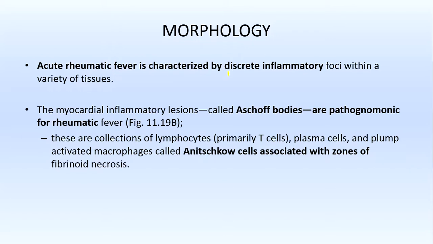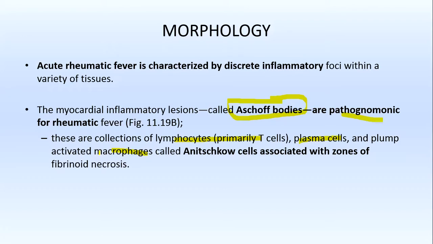Morphology: acute rheumatic fever is characterized by inflammatory foci within a variety of tissues. The main lesion is known as Aschoff body, and these are pathognomonic of rheumatic fever. What are these Aschoff bodies? These are collections of mononuclear cells. And what are mononuclear cells? Lymphocytes, primarily T cells, plasma cells, and macrophages.